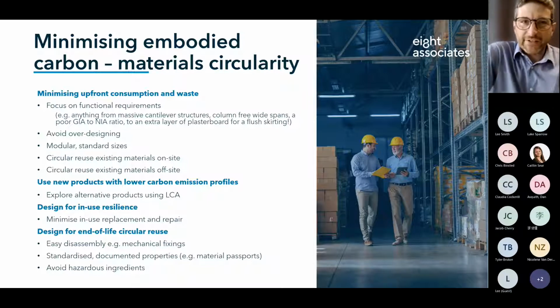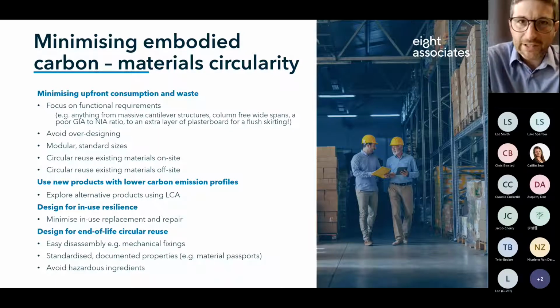Using modular sizes means that there's less offcuts on site, less site waste. That means less carbon emissions from effectively new materials that will never get used. So that's when planning out buildings, space planning, looking at anything that's modular, trying to stick with that module or use a suitable module.